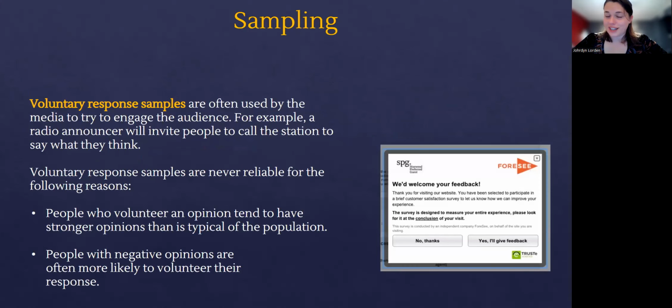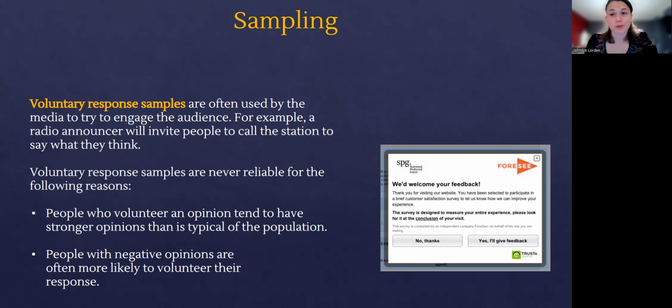Another method to collect data is voluntary response samples. Voluntary response samples are common because it's one of the easiest ways to get large groups of samples. You see pop-ups, you see questionnaires at businesses. These are voluntary response samples. And while sometimes it's the only way you can get that sample, the downside is they tend to be very biased. You tend to have people with very strong opinions, people who are very happy or very unhappy.